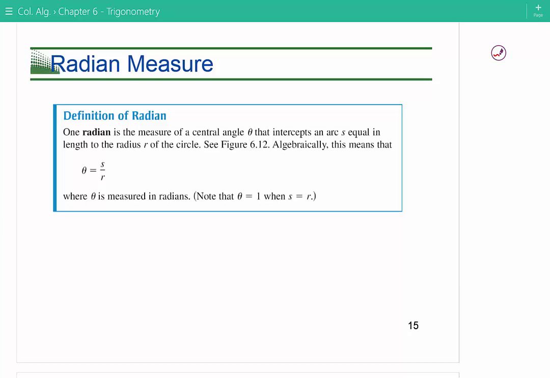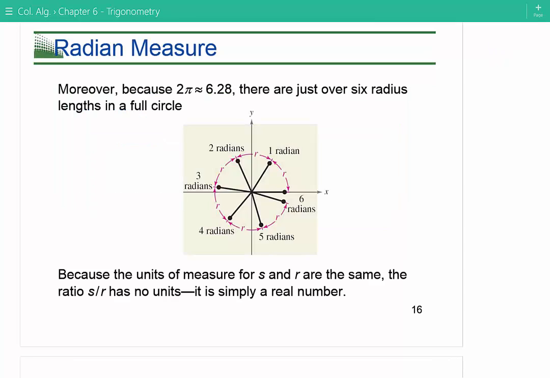So here's the definition of radian that I already gave you. It's the measure of central angle that intercepts the arc that has equal length to the radius of the circle. So 1 radian's here, 2 is here, 3 is here, 4 is somewhere down here, 5's here, 6 is here, and you just keep going around and around the circle.